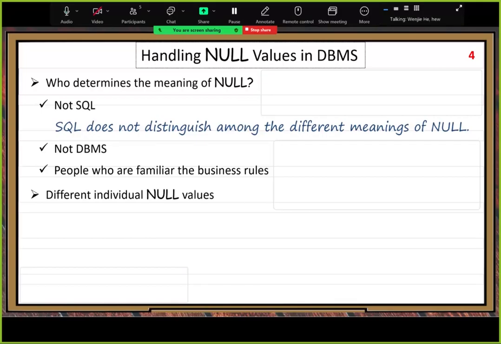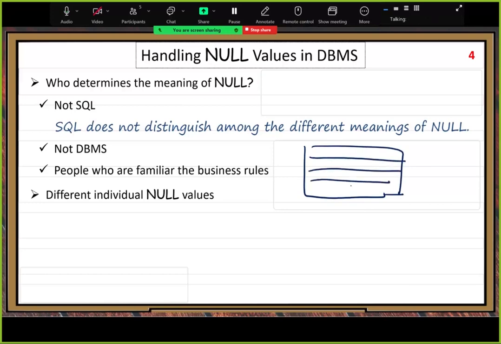Different individual null values. Now there is a problem, because when you enter your data, null values are allowed. Multiple data entries may have null values for this particular field. Suppose there is a table with multiple rows. Now we look at one particular field: null here, null here, null. Sometimes you need to do comparisons between different rows with respect to this field.